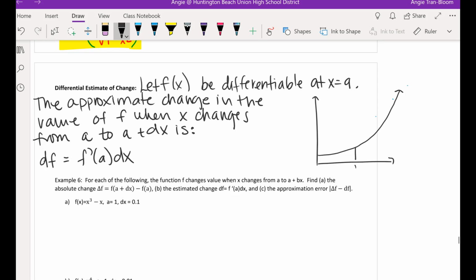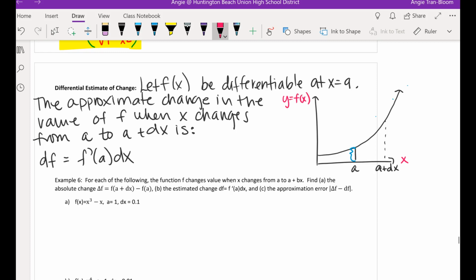So let's pick a right here. Then I want to pick the change in a, so let's pick this spot. So a plus that dx. So you have two x locations. One is a, and then one is a plus dx. So if I pick a, then this value right here, well, let's label this. This is the x coordinate, and this is the y coordinate, which is also f of x, okay?